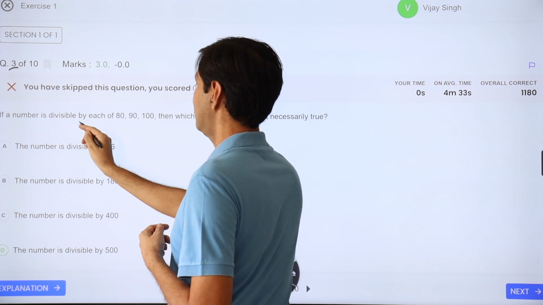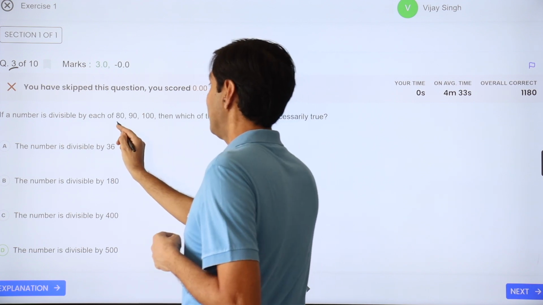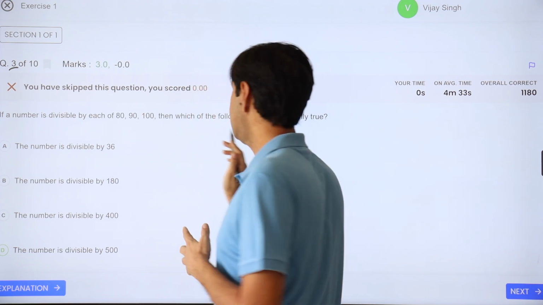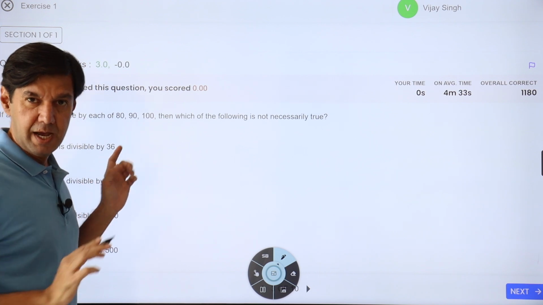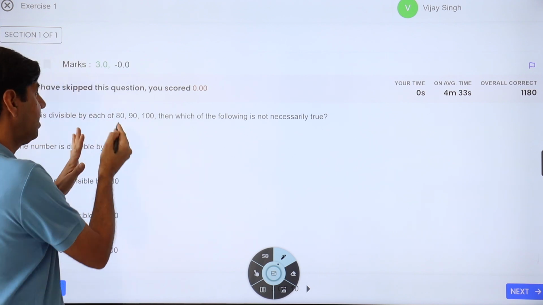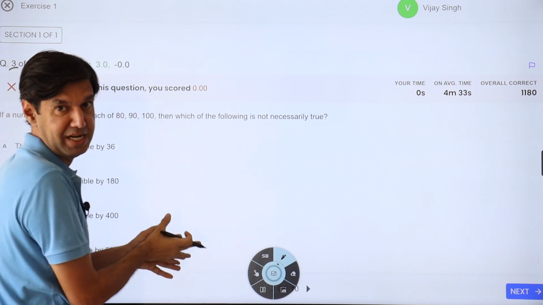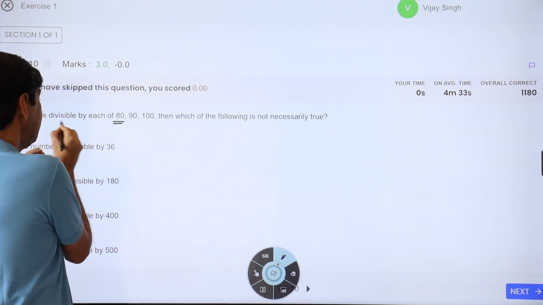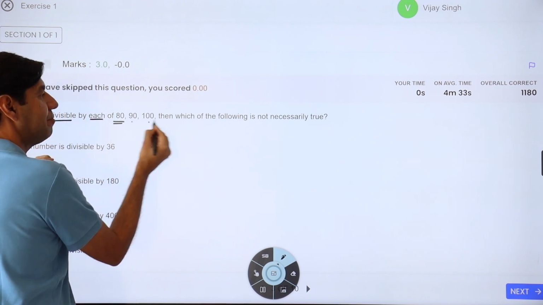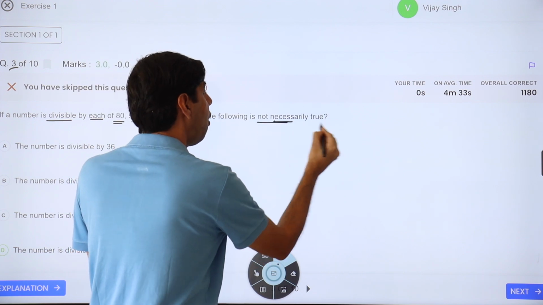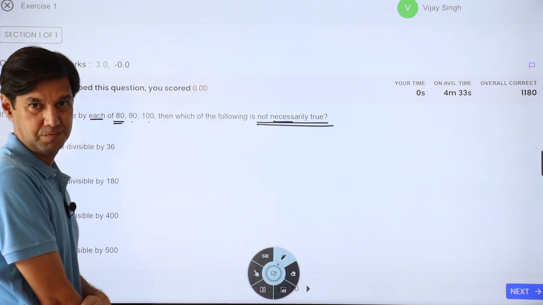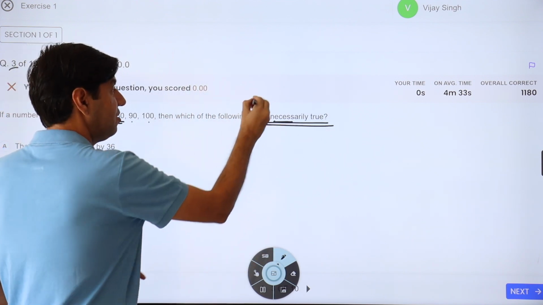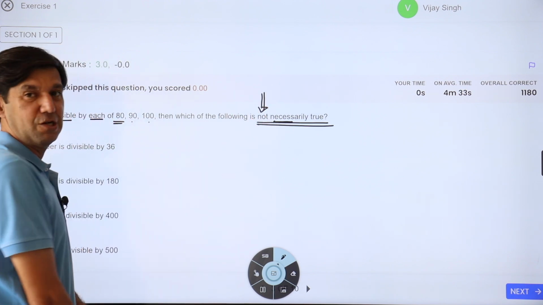If a number is divisible by each of these... Now this is a little unusual question. It's not checking a divisibility rule, but in GMAT there are many such questions and they can be a little tricky. The number is divisible by each of these numbers, and which of the following is not necessarily true? Yes, the question is in the negative sense: not necessarily true.